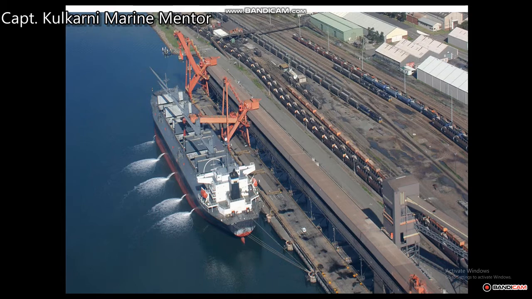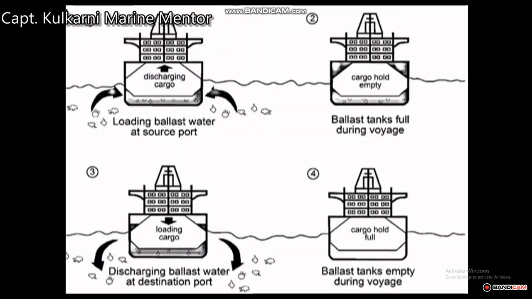The next slide is showing very clearly, in case we are discharging cargo, we are taking in water which is acting as a weight. In number 2, when the cargo hold is empty, we have ballast in it. Next, in case we are loading cargo, we are going to discharge the ballast water at the destination port. And number 4 is, once the cargo is loaded, the ballast tanks are empty. This is the procedure which is normally followed on all ships, and this ballast water is being loaded and discharged, or ballasted and deballasted, on every ship.